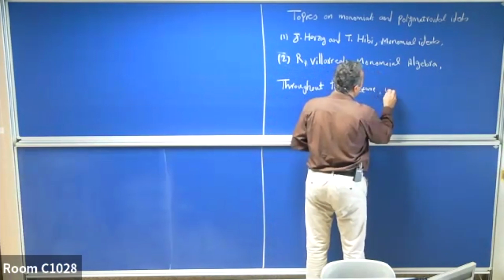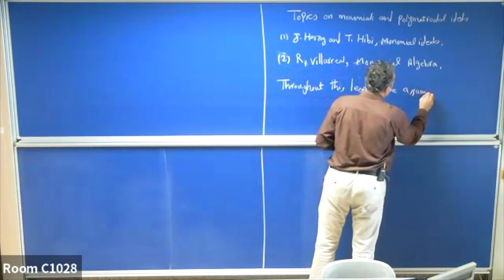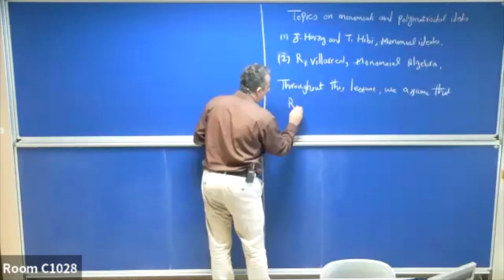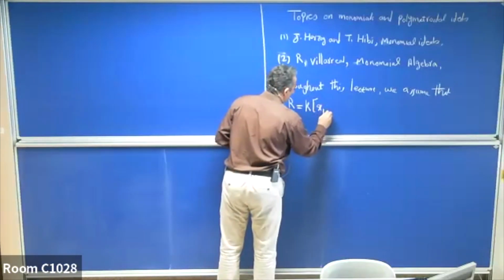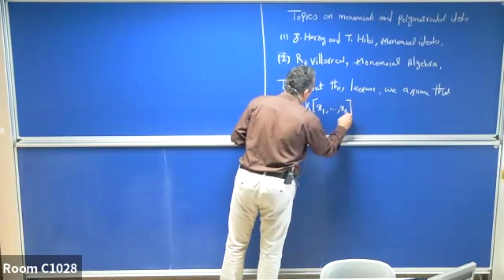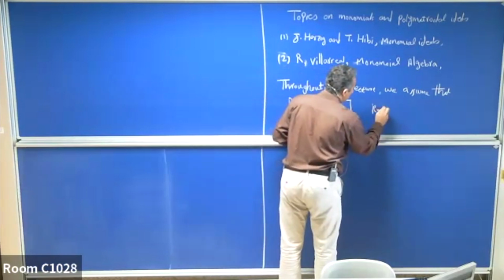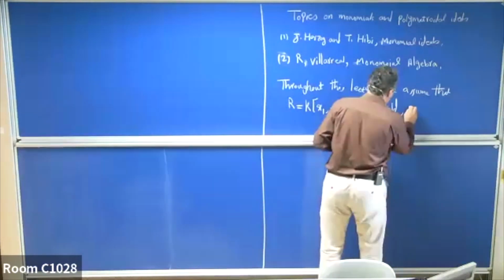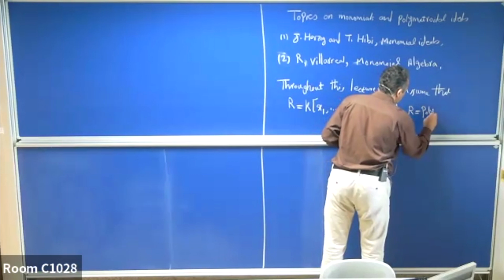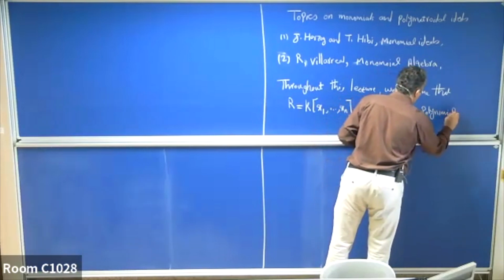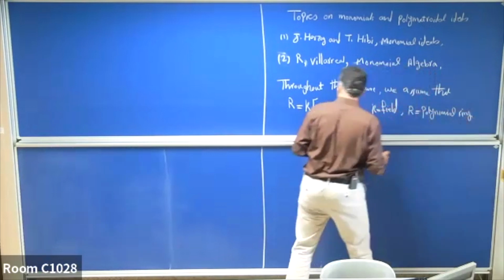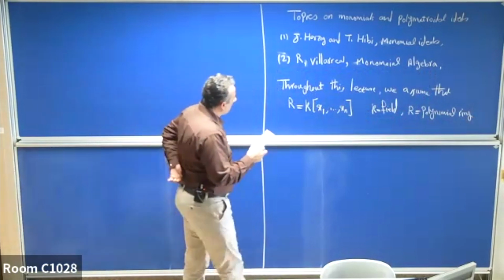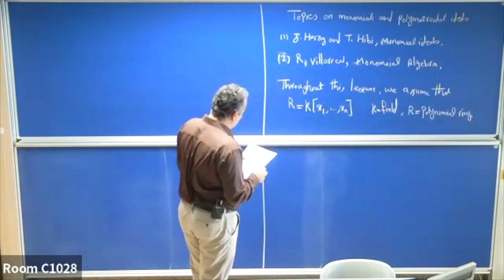We assume that R is a polynomial ring, where K is a field, and x1, ..., xn are the variables.